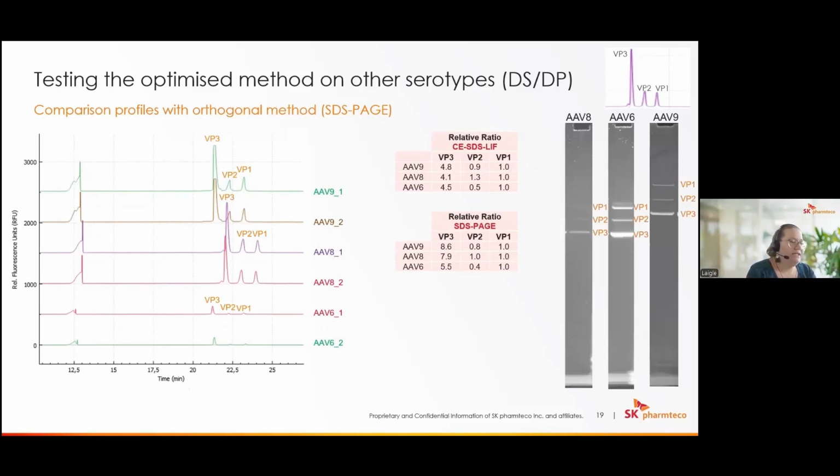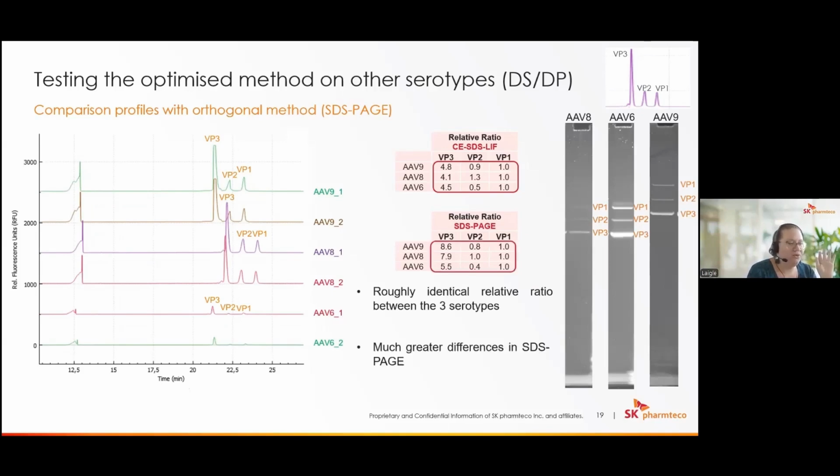Regarding the relative ratio of VP3, VP2, and VP1, we can observe that for our products, it's similar between the serotypes. When we compare this ratio to those obtained in SDS-PAGE, we can observe a greater difference. One hypothesis explaining this difference is that with CE-SDS LIF, we work with peak areas, which makes the method more precise compared to SDS-PAGE, where we work with band intensities on gels.